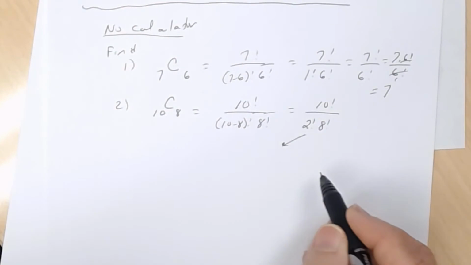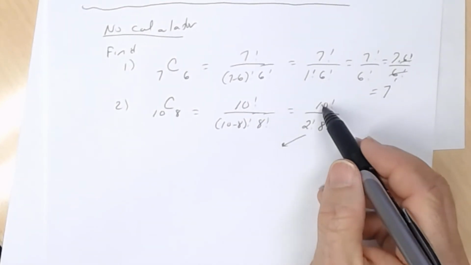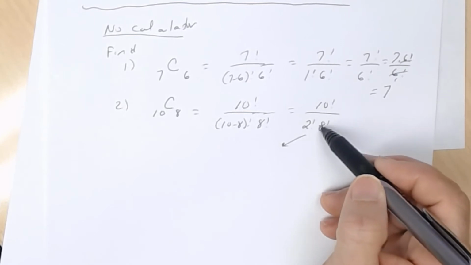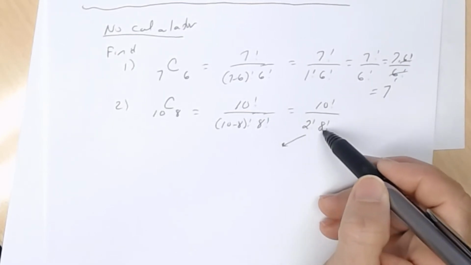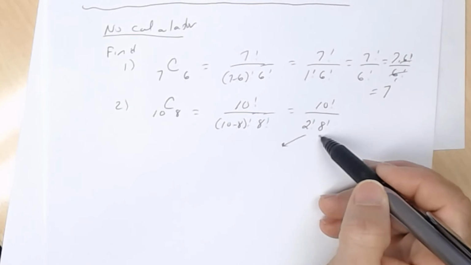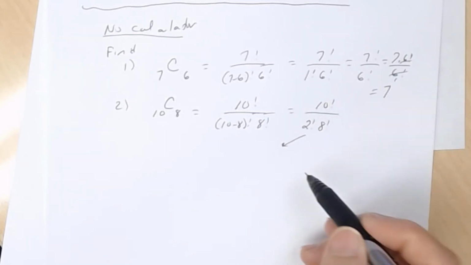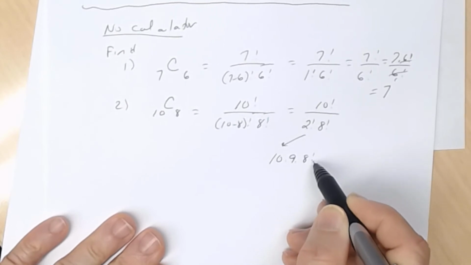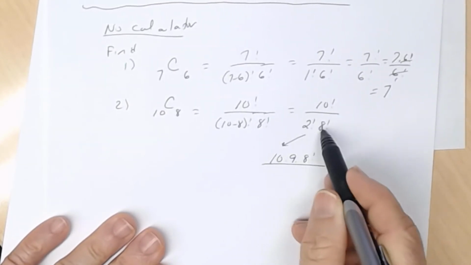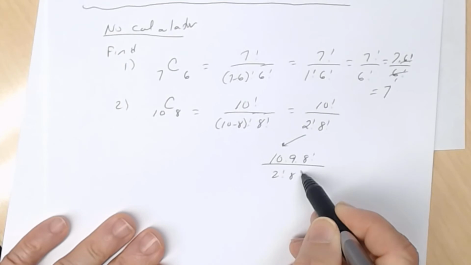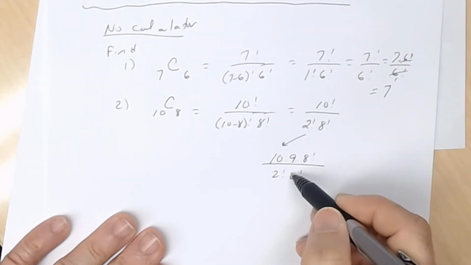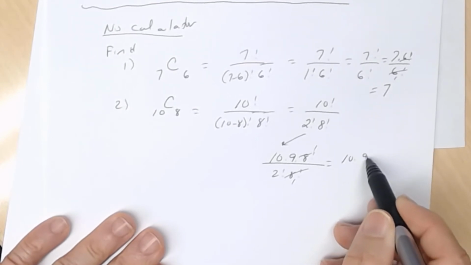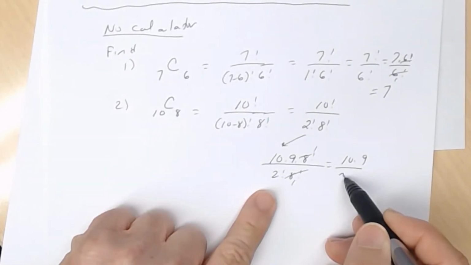All right, let's see how we're going to deal with this. What I would do first is this. I would see how this number right here is bigger than this number. So I would go ahead and rewrite the 10 factorial as 10 times 9 times 8 factorial, and I'm going to rewrite this like this for right now. Now the 8 factorials divide out, and so you have 10 times 9 over 2 times 1.